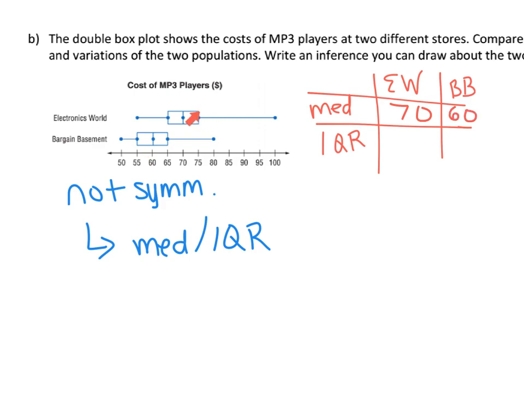The IQR is our upper quartile minus our lower quartile. So 75 minus 65 for electronics world, which is 10. And for bargain basement, we have 65 minus 55, which is also 10.